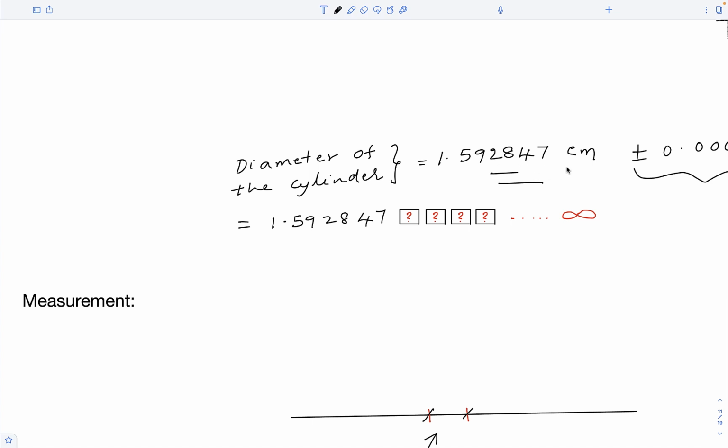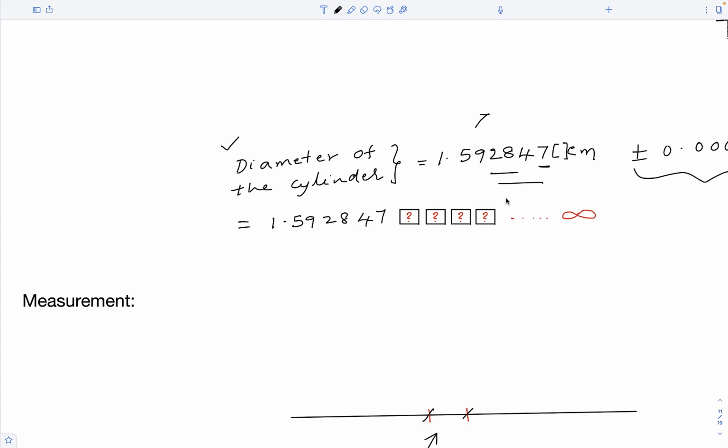This is the diameter of the cylinder measured by using a laser interferometer, and it has 7 significant figures. This is the estimated digit or the last digit, and no digits are shown after this last digit. That does not mean that this is the last digit in the diameter of the cylinder and there will be nothing after this digit. This only means that this is all a laser interferometer could do. That is, it could measure the diameter of the cylinder only up to 7 significant figures.